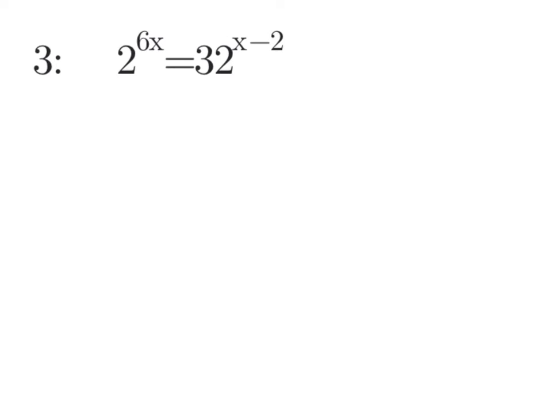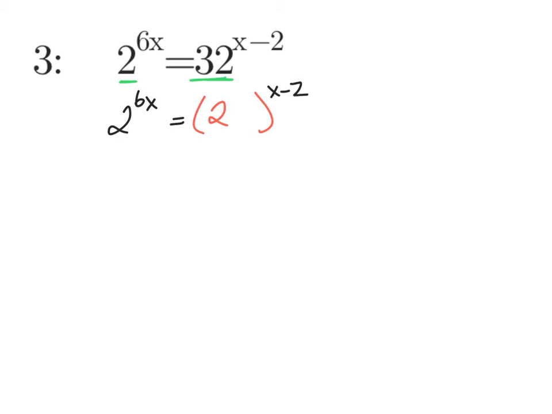Number 3 says 2 to the 6x is equal to 32 to the x minus 2. We want to get the bases the same. So I got 2 and a 32. Obviously 32 is bigger, so the left-hand side is going to stay the same. And I'm going to have to change this 32 into 2 to some power. And I'm just not sure what yet.